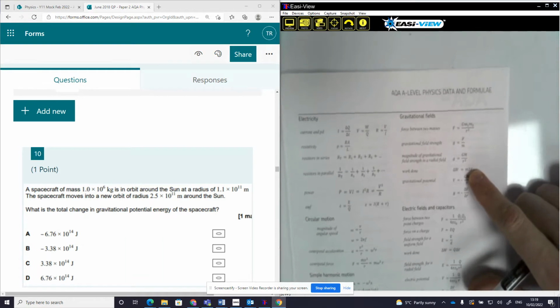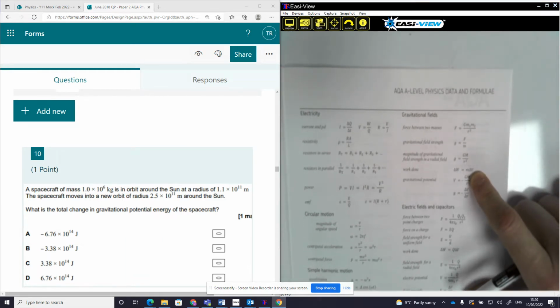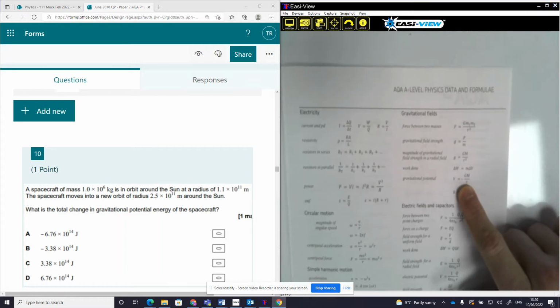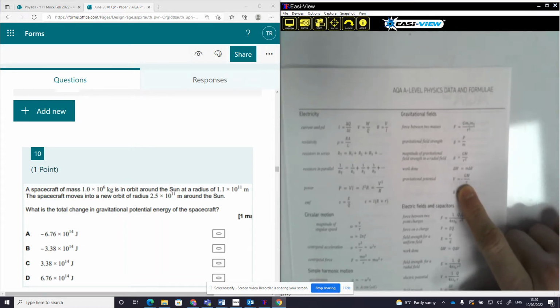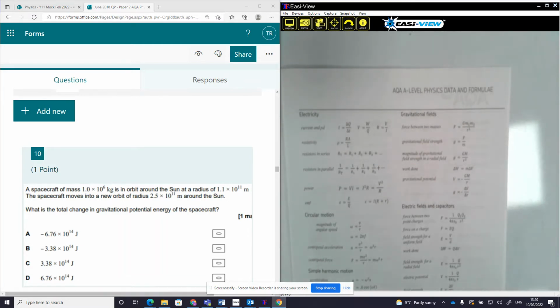So we've got work done. In this case, we're going to find what the work done is. The work done will give us an energy, and it's the mass multiplied by the change in potential. So we're going to use the gravitational potential at those two different radii, find the change in gravitational potential, and then we just need to multiply it by the mass to get the energy.